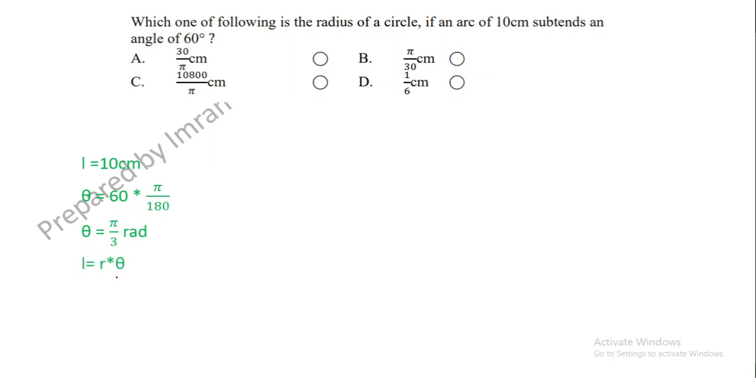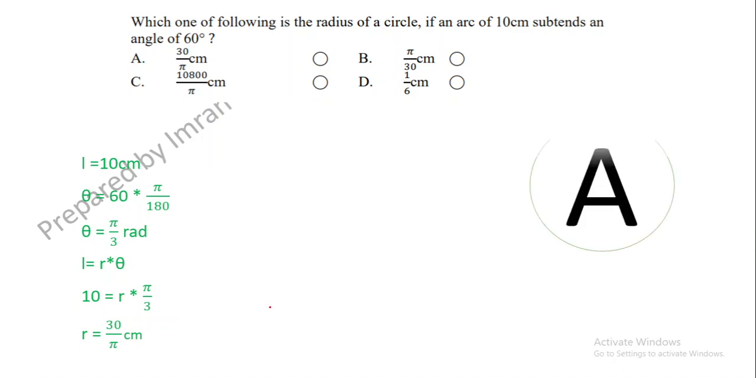Now L is equal to r theta. Just substitute the values: 10 centimeter is L, and you have to find the value of r. You have L and theta. Substitute the value of L and theta and find the value of r. That will be equal to 30 over pi centimeter. So the right option will be the A one, right?